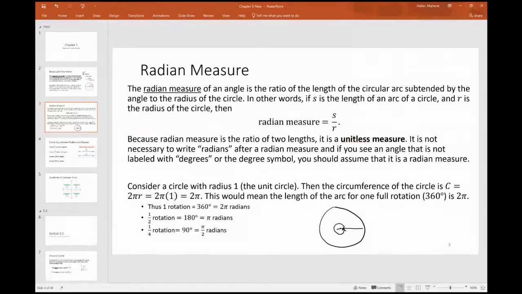Halfway around the circle is going to be half of 360, or 180 degrees, or just pi radians. And if we only go a quarter way around the circle, that's of course a right angle. That's going to be 90 degrees or pi over 2 radians.